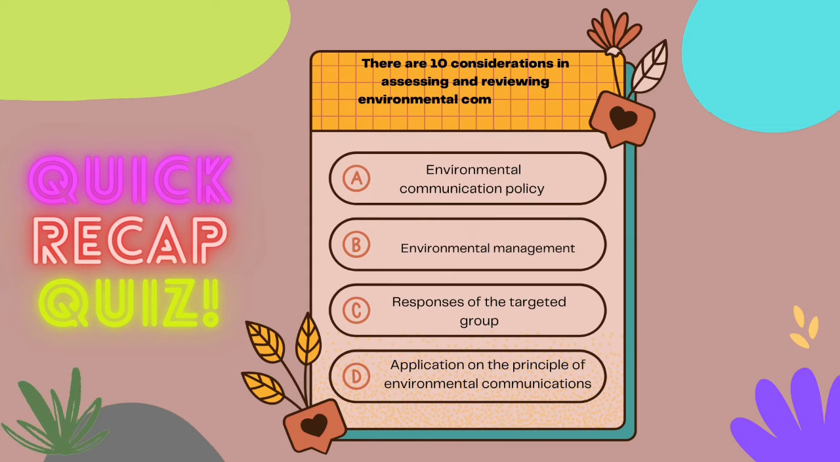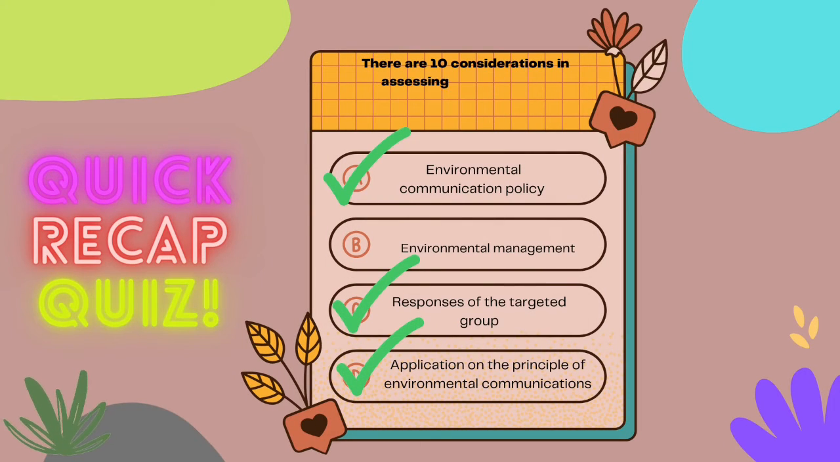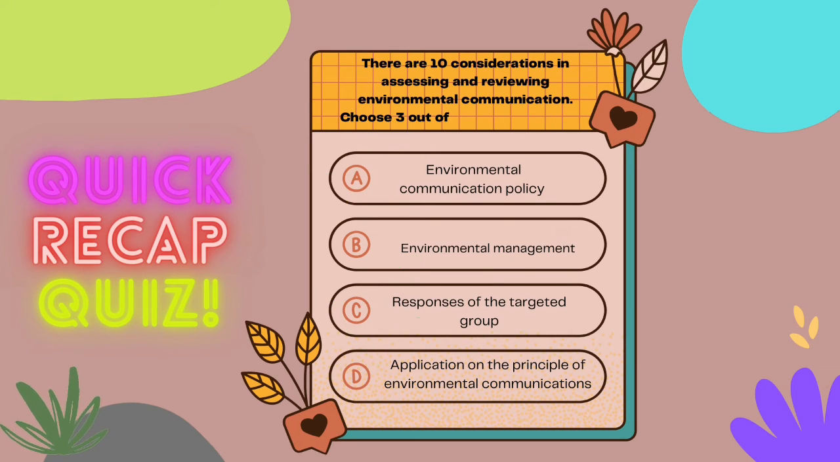Please choose 3 out of the 10 considerations. A. Environmental communication policy. B. Environmental management. C. Responses of the targeted group. D. Application on the principle of environmental communications. Good job! The answer to question 1 is environmental communication policy, responses of the targeted group, and application on the principle of environmental communications.